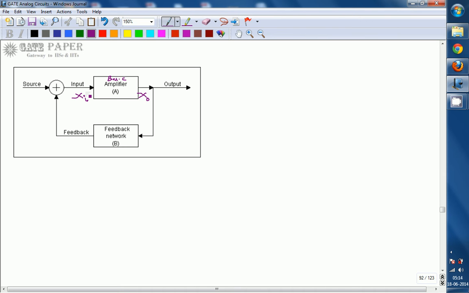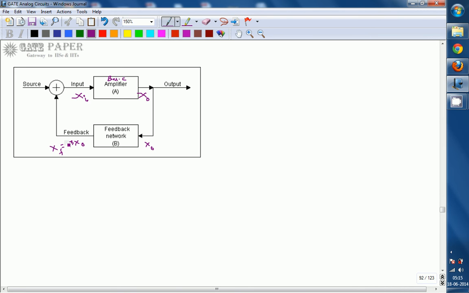For that, we take a sample of the output and give it to the feedback network. The entire output X0 is available over here, and out of this, a part of the output is chosen by the feedback network, which gives beta times X0, which we consider as XF. XF is the feedback signal.